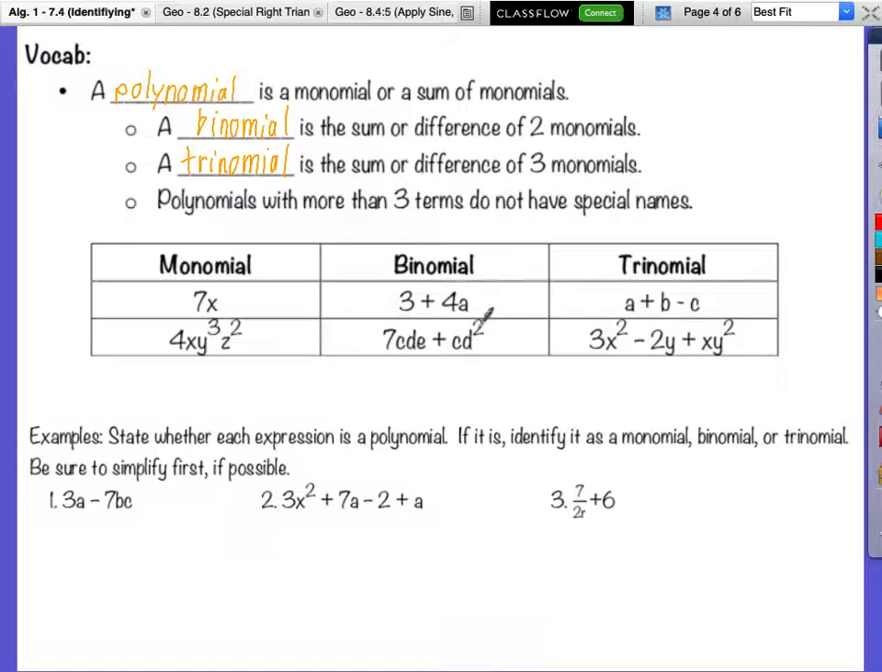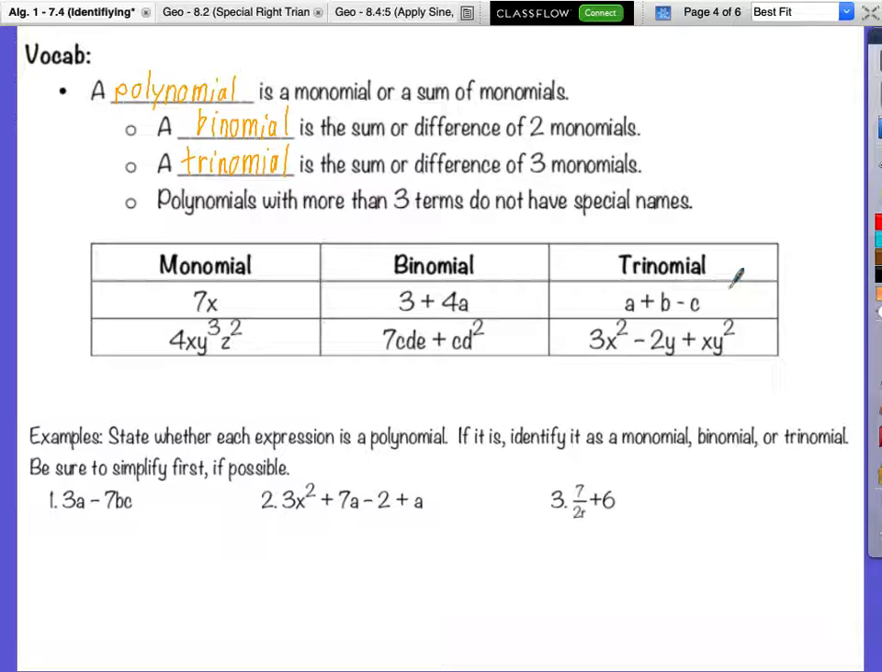Or here, on the left, 7CDE is a monomial. On the right, CD squared is a monomial. You add them together, and it's called a binomial, because they're separated by the plus sign. A trinomial: A is a monomial, B is a monomial, and C is a monomial. But A plus B minus C is a trinomial, because it's 3 different monomials separated by addition and subtraction. So our monomials in a polynomial are separated by addition and subtraction. We have the same thing here, trinomial. Now notice, do we have any variables in the denominator on these?